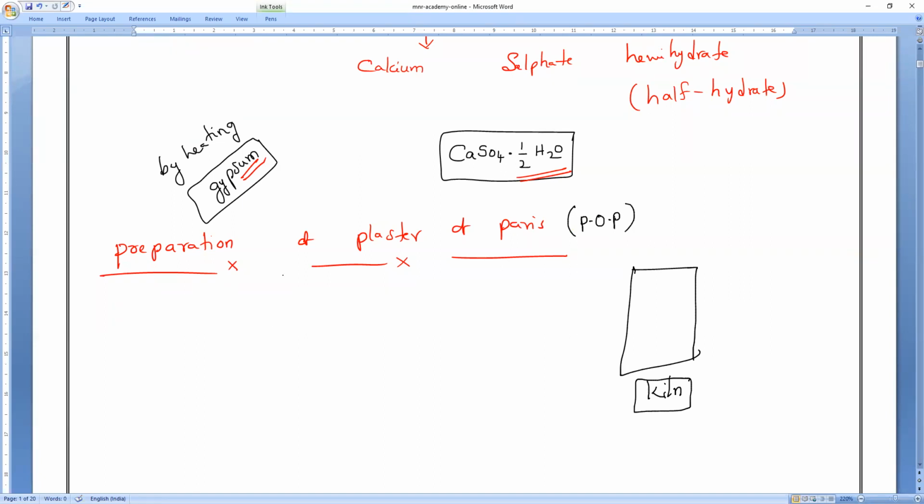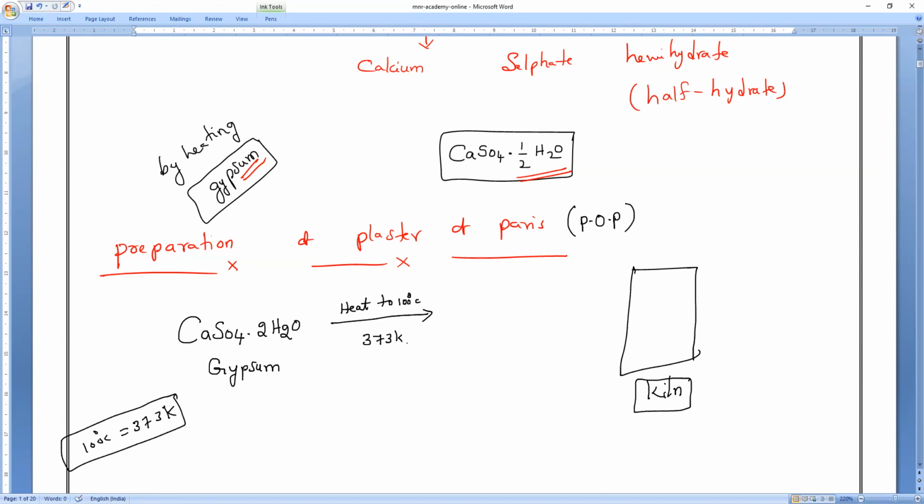Okay. So by heating the gypsum, the formula is CaSO4 dot 2H2O. What is the formula of gypsum, everyone? CaSO4 dot 2H2O. If I start heating, heat up to what? Heat to 373, 100 degrees Celsius. 100 degrees Celsius is equal to how many kelvins? 373 Kelvin. So we will get CaSO4 dot half H2O plus 3 by 2 H2O.